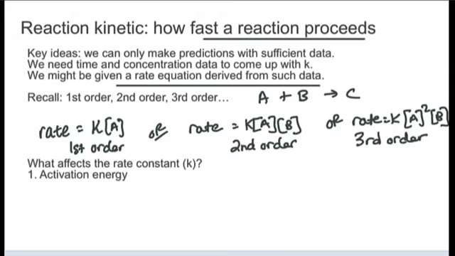And what we want to think about is what affects K. What affects the rate of the reaction? What affects the rate constant? And the first thing that affects K is activation energy. We're going to be thinking a lot about activation energy.